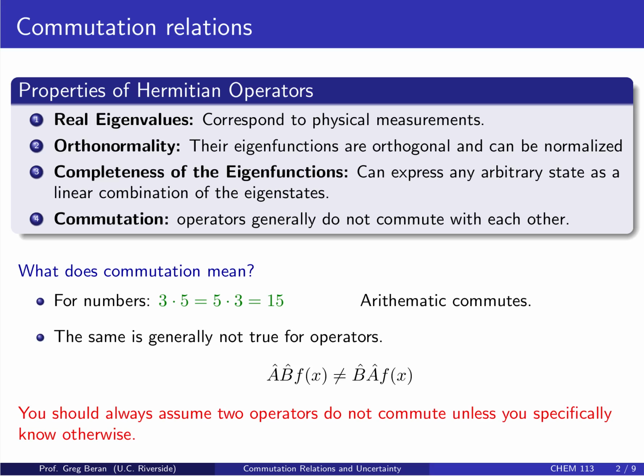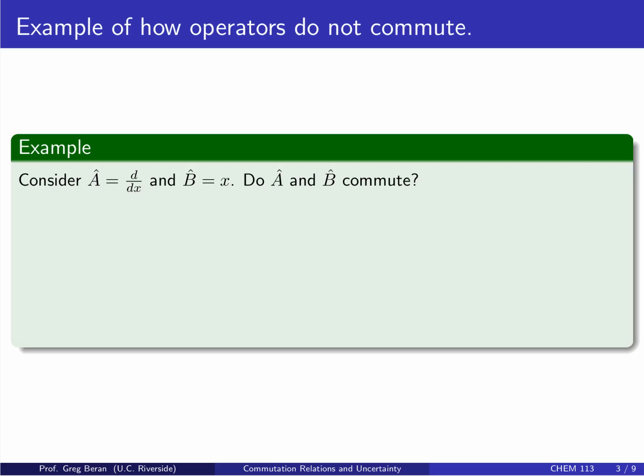On the other hand, the same is not generally true for operators. If I act AB on f of x or BA on f of x, I will typically get a different result. In general, you should assume that two operators do not commute unless you specifically know otherwise, that those two operators are a special case where they do commute. To see how this comes about, let's take an example.